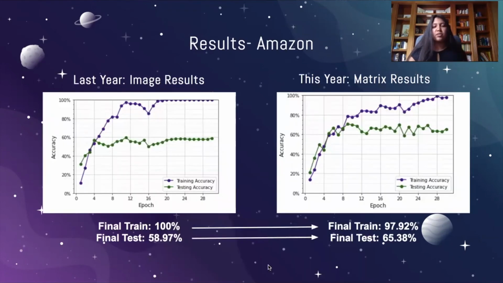We also observed a more specific region of South America, the Amazon. The matrices for the Amazon had a higher testing accuracy of 65% compared to the image testing accuracy of 58%. But they are comparable because the training accuracy of the image is slightly higher than that of the matrix.